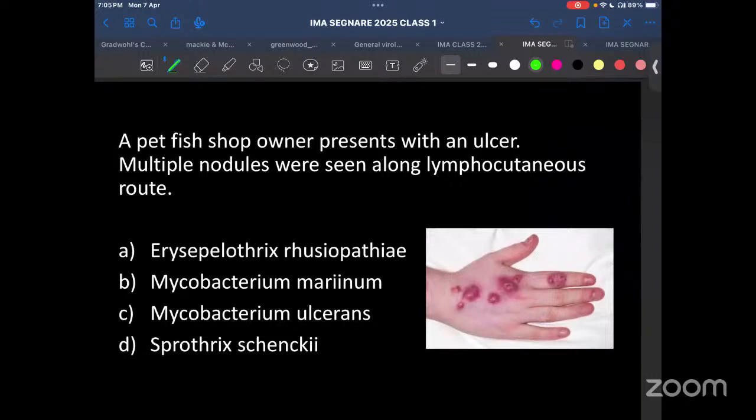Okay, so the first question is: a pet fish shop owner presents with an ulcer and multiple nodules seen along the lymphocutaneous route. So what is this? The image is shown here. You can answer in the chat box. There is no problem even if you get it wrong. So what is the answer?